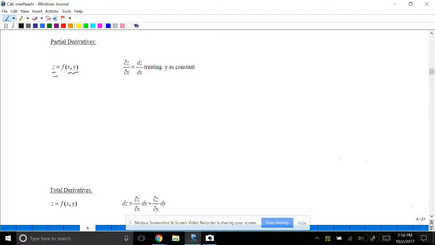All right, so what we're going to do is take some partial derivatives. So what we do with partial derivatives is if we take the partial derivative of this function f of x with respect to x, what we do is we treat y as constant and just take a first derivative. So let's look at an example.